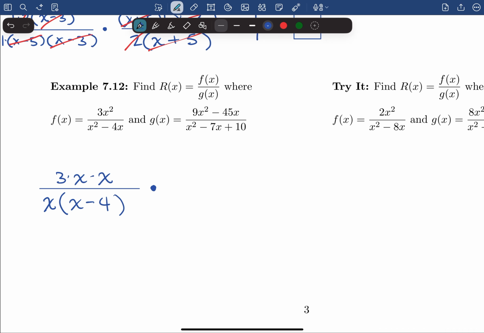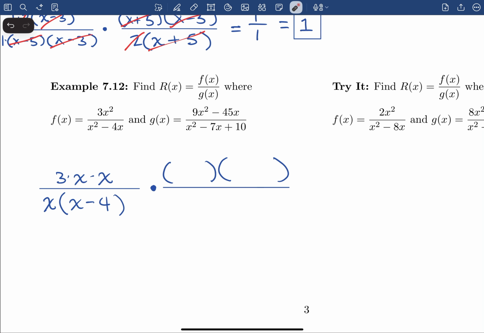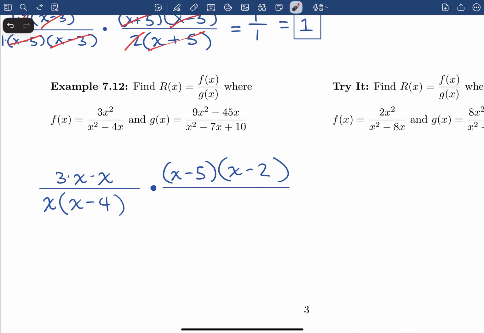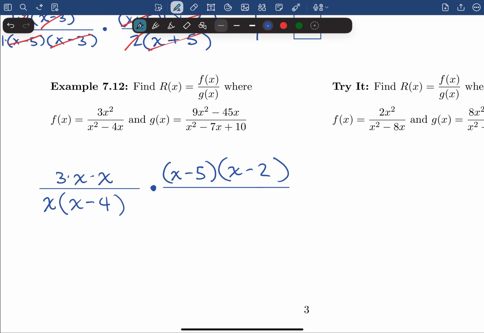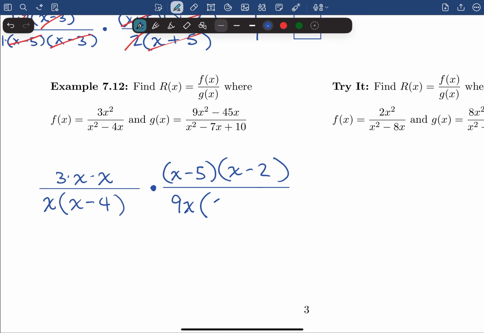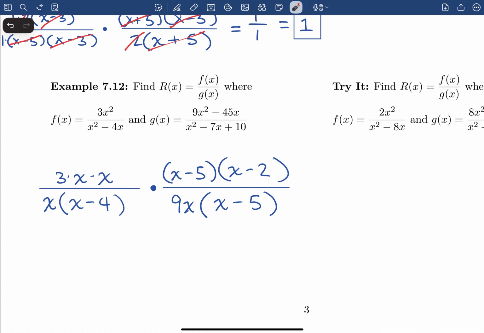But when I do that, I have to take the reciprocal of the g of x function. And so what I'm going to do here is factor the bottom, right? This bottom, it's now on top. And I'm going to factor x squared minus 7x plus 10. Well, that's x minus 5 times x minus 2. And then the top, I'm going to flip it to the bottom, and I'm going to factor it. There's a 9x GCF. The GCF of these two terms is 9x, and what's left inside is an x minus 5. Great, I have now done a keep, switch, flip, and I factored everything.